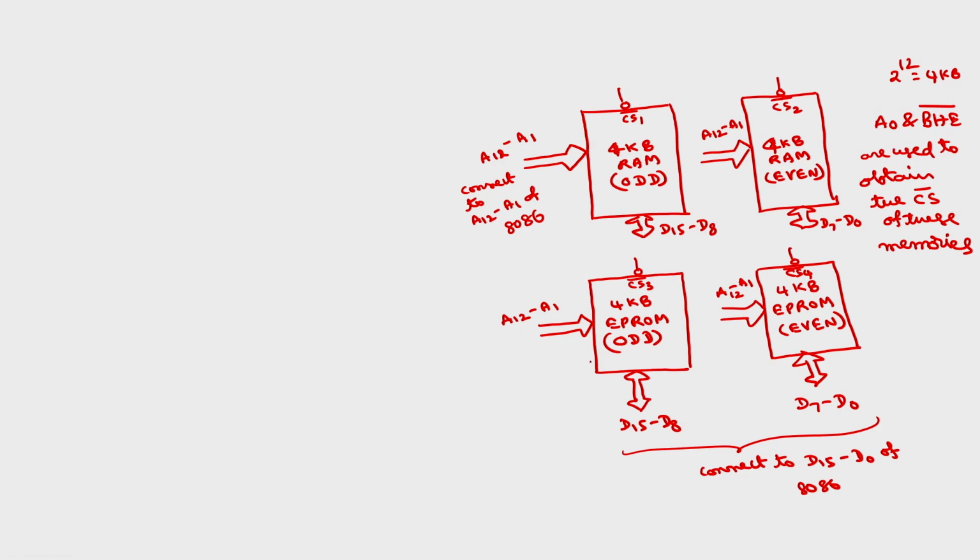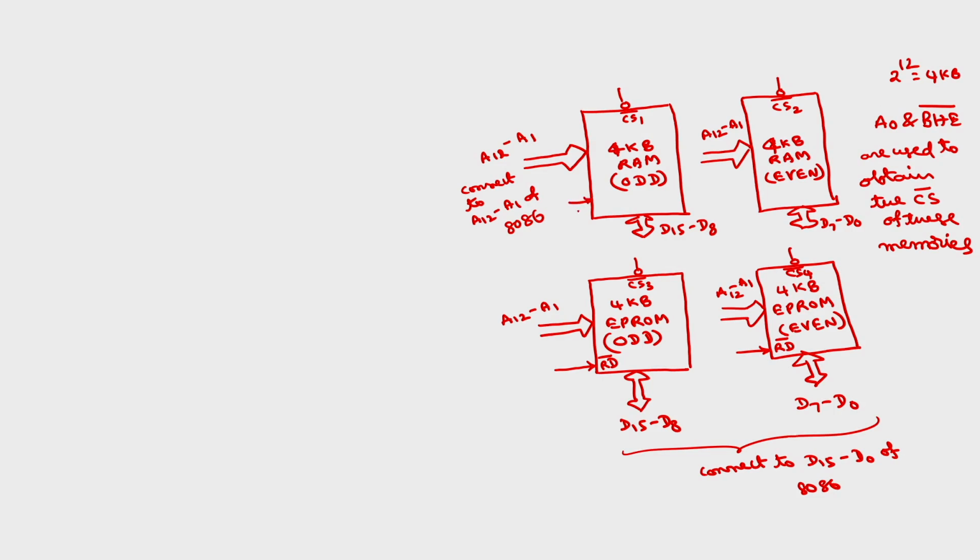And EPROM will be having only the read bar signal. This is the read bar signal. This is also having the read bar signal. You connect this to the read bar signal of 8086. Okay. So, while discussing the pin diagram, we have discussed that 8086 will be having a read bar signal. Whereas in case of RAM, we will be having both signals, read bar as well as write bar. You connect to the corresponding read bar and write bar of 8086. So, these are the different signals.